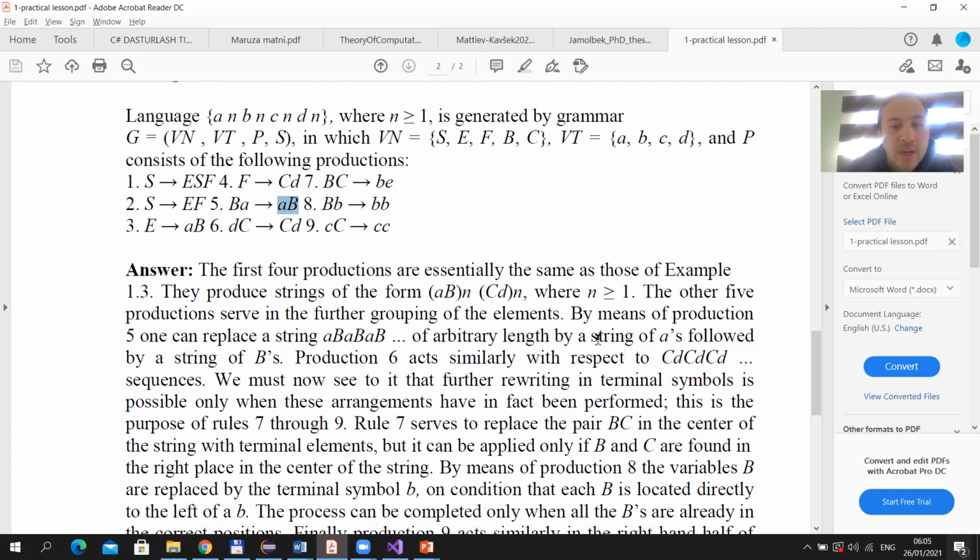of arbitrary lengths by a string of A's followed by a string of B's. So here BA goes to AB, as you see. If we repeat this procedure many times, we start with A, and then AB, AB, AB, AB. It continues AB, AB, AB, and we will start not from A, but from B: BA, BA, BA, BA. At the end, we will have B. So instead of BA, we will use AB.